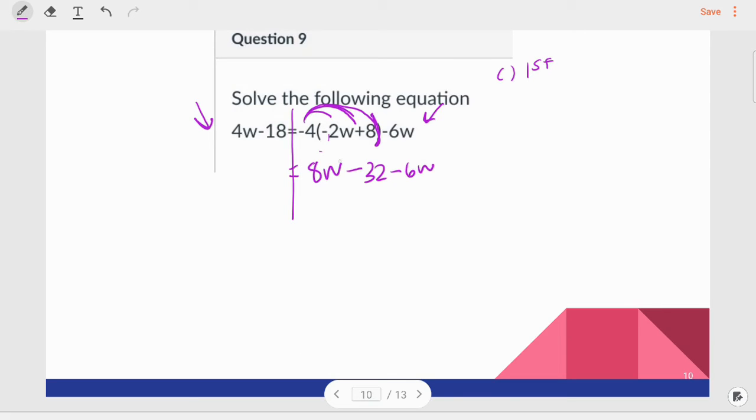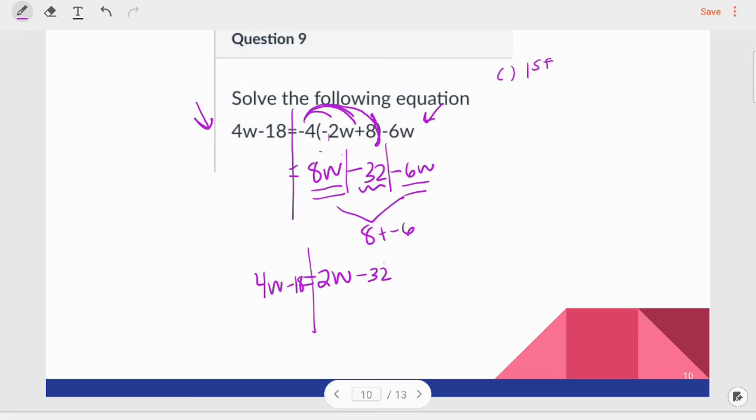On my right-hand side, if I separate out my terms, I can see that the 8w is a like term to the negative 6w. 8 plus negative 6 is 2. So I've got 2w left over on the right-hand side. I'm going to slide that over. 2w. And there's no like terms for the negative 32, so I'm just going to bring that down. Equals 4w minus 18. Draw my line.